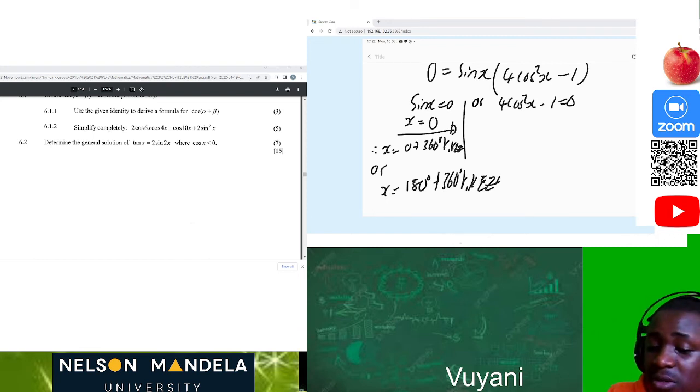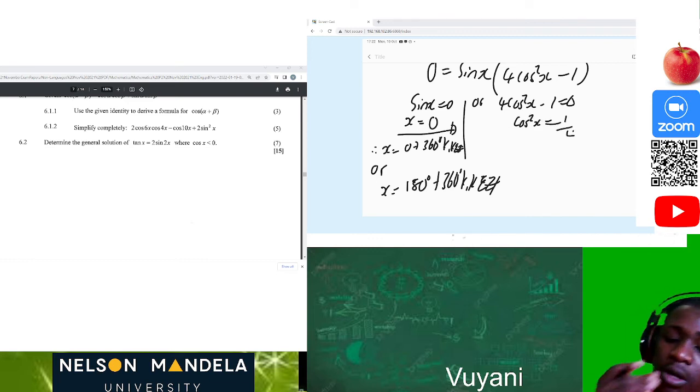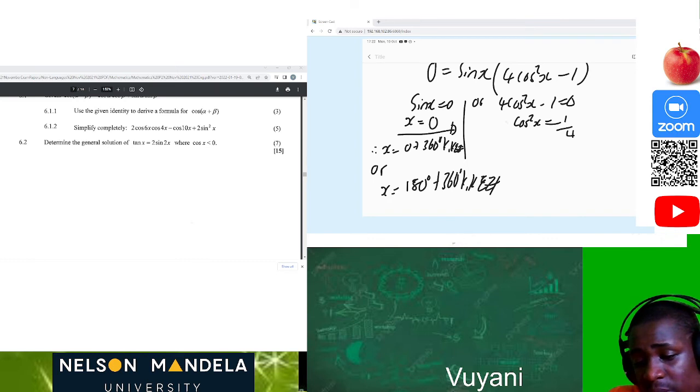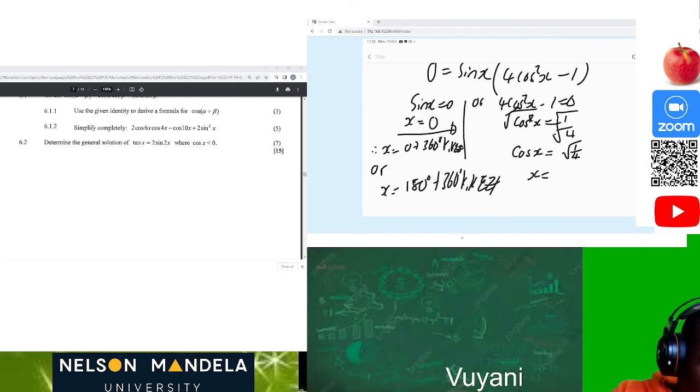Now coming to this one, this is going to be cos squared of x is equal to 1 divided by 4. We want the value of x, so if we take the square root of both sides, we're left with cos of x is equal to the square root of 1 over 4.